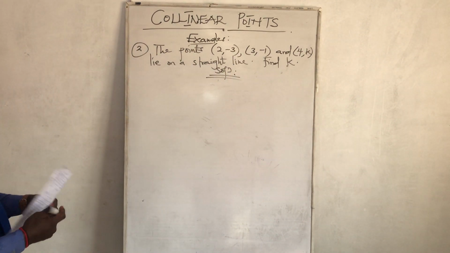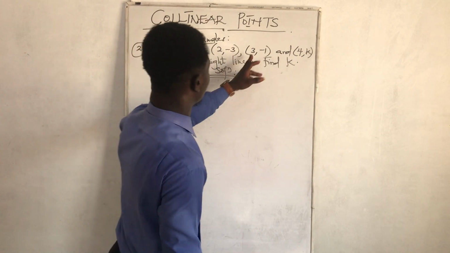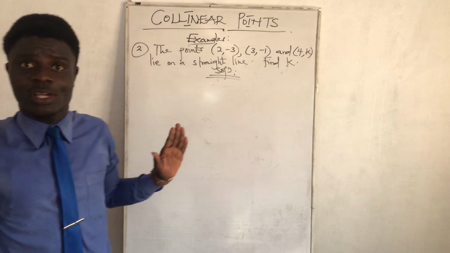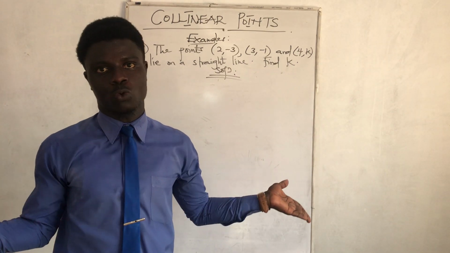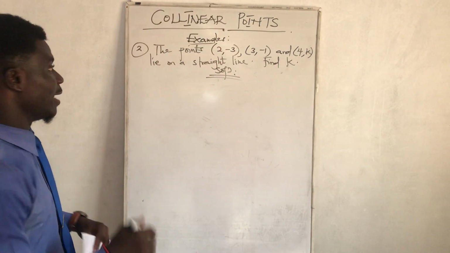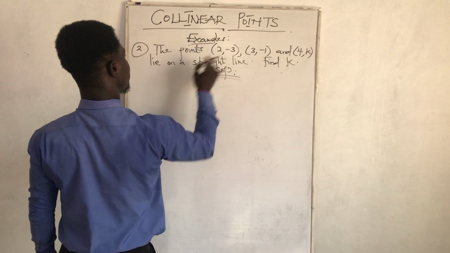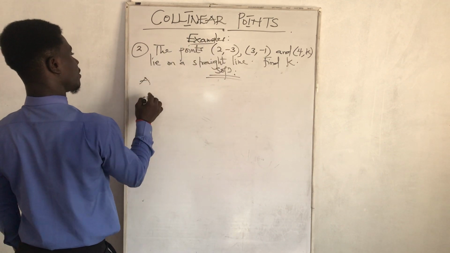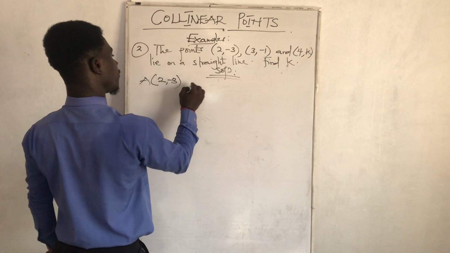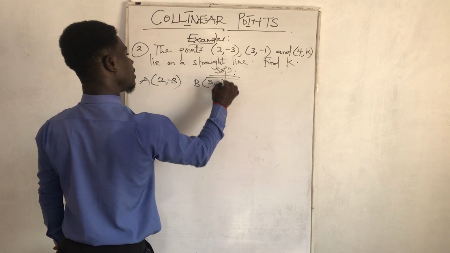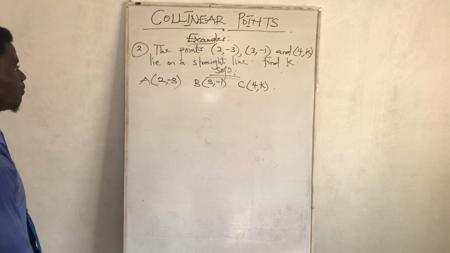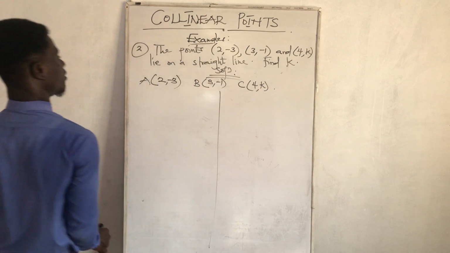Now, how best can we solve this? The points (2, -3), (3, -1) and (4, k) lie on a straight line. Find k. If they lie on a straight line, then they are collinear. Then that means they have to have the same gradient, right? So let's label this. Let A be (2, -3), B be (3, -1), then C be (4, k).